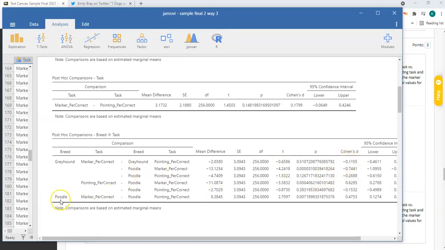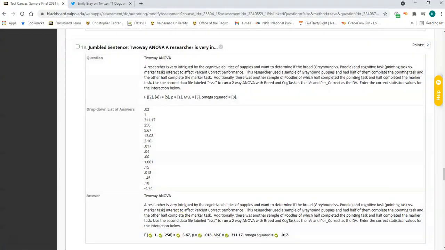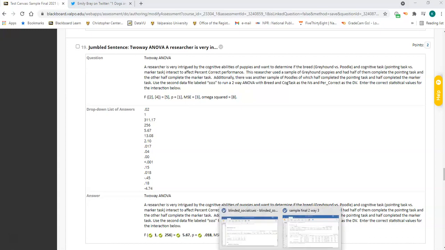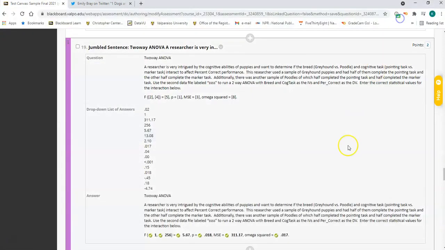And now what about the other simple effect? Poodles and marker task, poodles and pointing task. The mean difference is 8%. That is compelling, and it's a medium effect size. So now that's pretty much the interpretation of the effect size, right? Okay, so I never pointed that out. Shame on me.